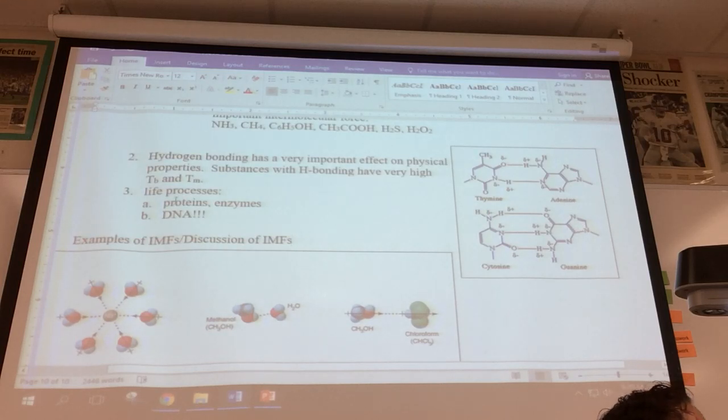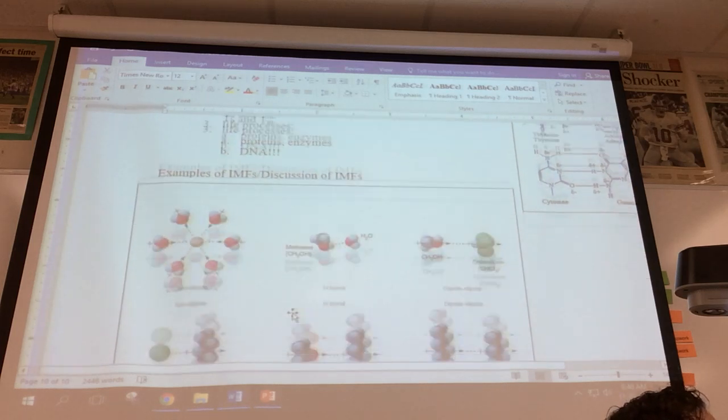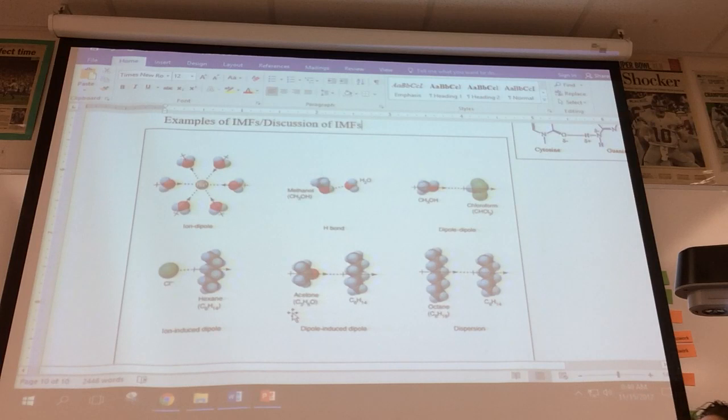You find hydrogen bonding with proteins, enzymes, DNA, etc. So this is something that affects you each and every day. And I tried to give you a few images here. I just cut and pasted. So this is more than you need to know.